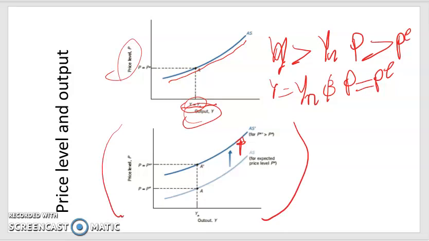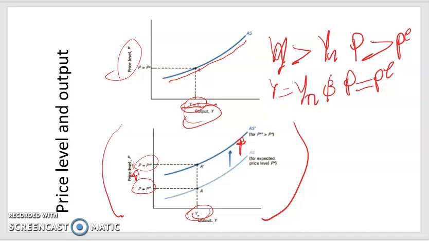So how does this happen? An increase in the expected price level, from here upwards, at a given level of output and a corresponding unemployment rate, leads to an increase in nominal wages, which leads to an increase in prices. So that's where the relation between output and price is based.